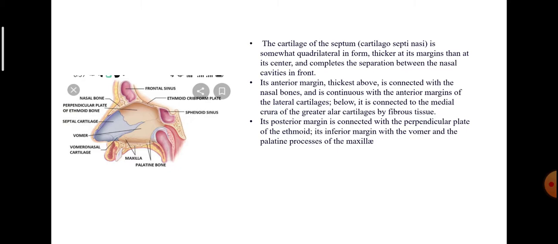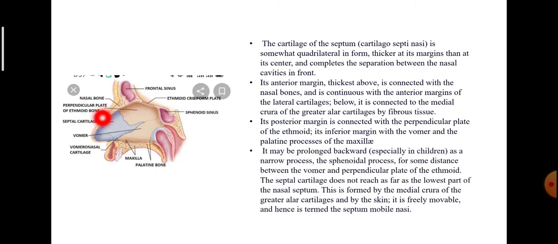Its posterior margin is connected with the perpendicular plate of ethmoid and its inferior margin with the vomer and the palatine processes of the maxilla.